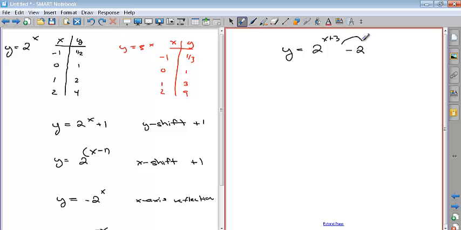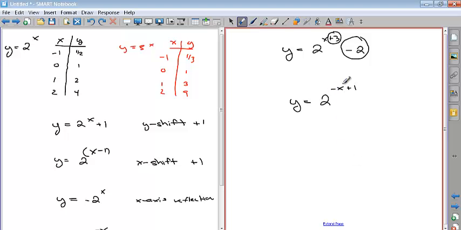I could have y equals 2 to the x plus 3, minus 2. So there I would have a y shift of -2. I'd have an x shift of -3.